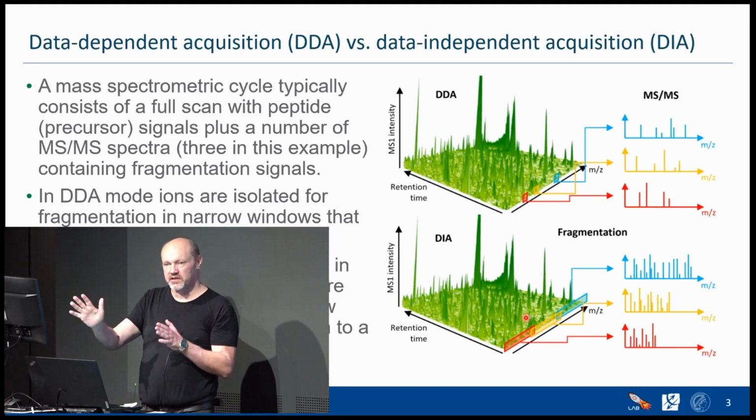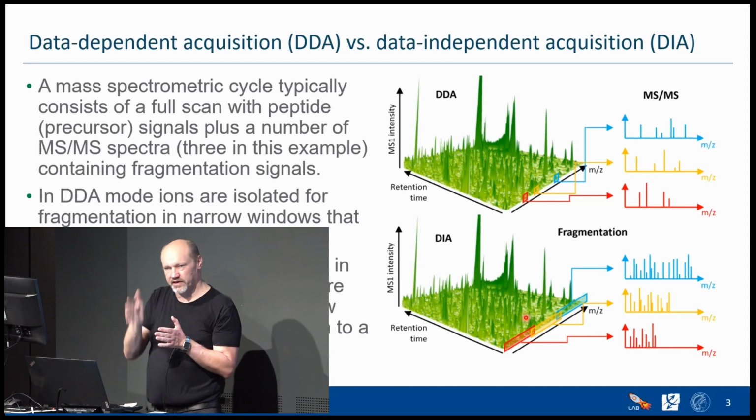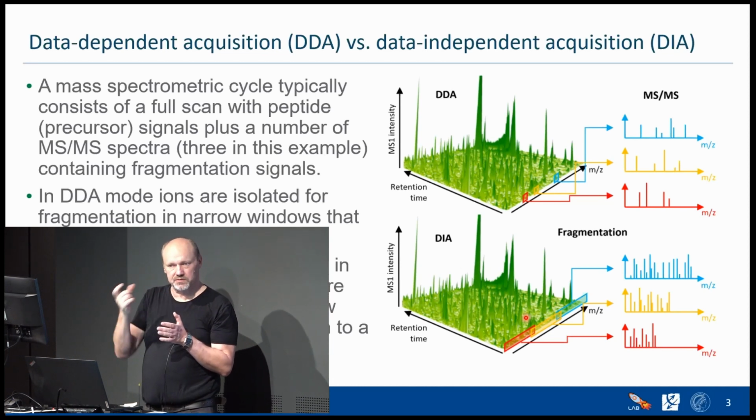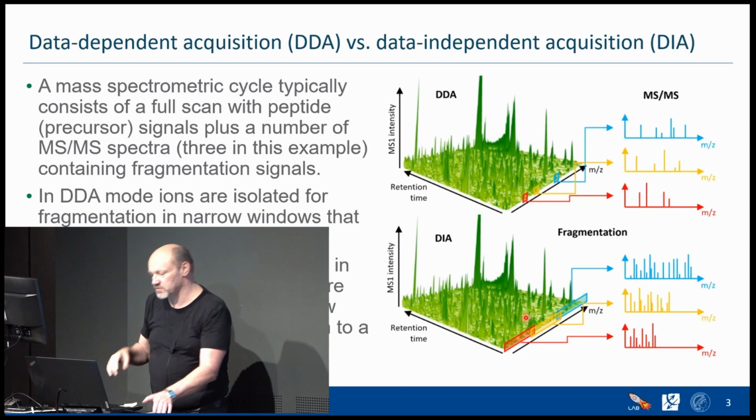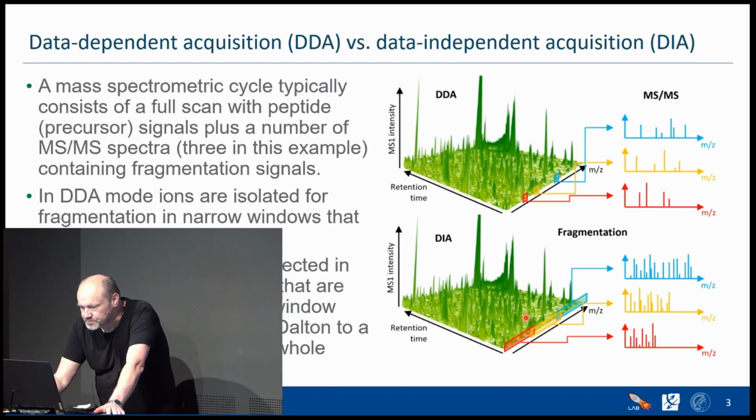And that would then be one cycle, right? So one full scan, and then you have these windows appearing, basically, where you fragment. Next full scan, windows, but the same windows again. Next full scan, and so on and so forth, basically. So that's the basic idea of DIA.